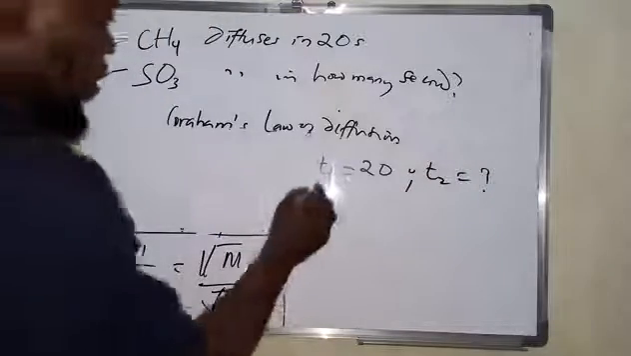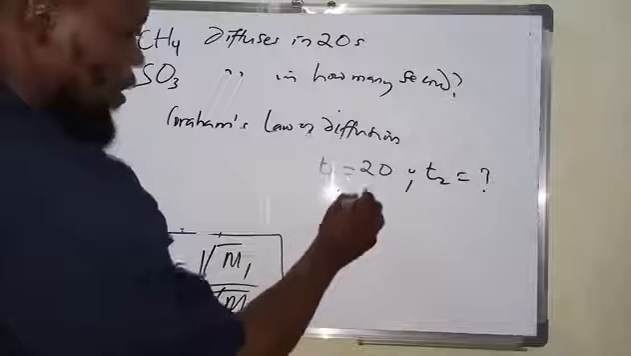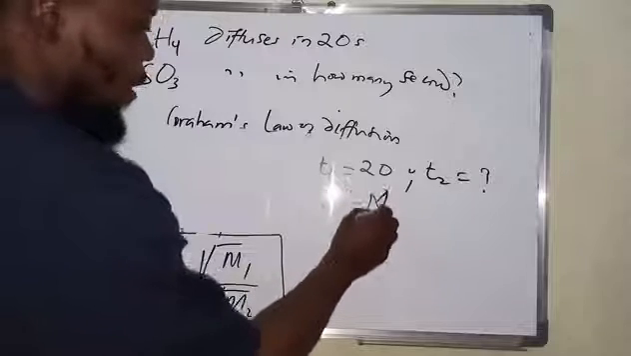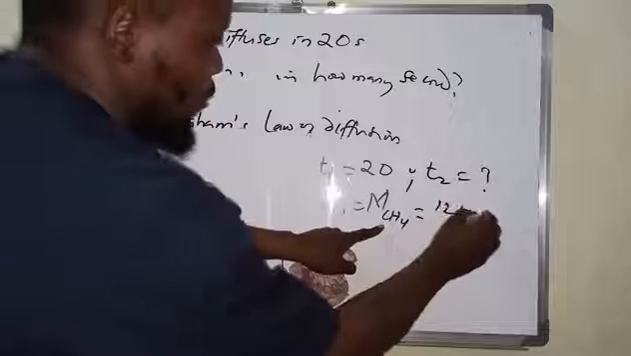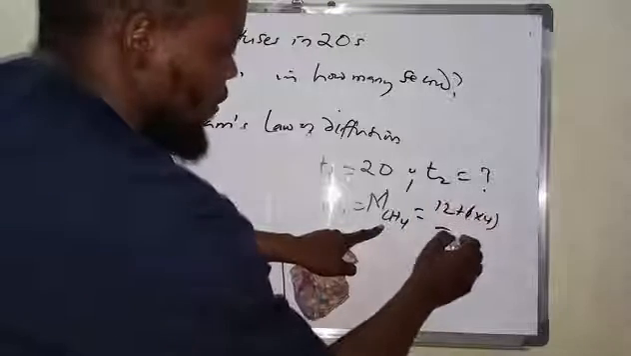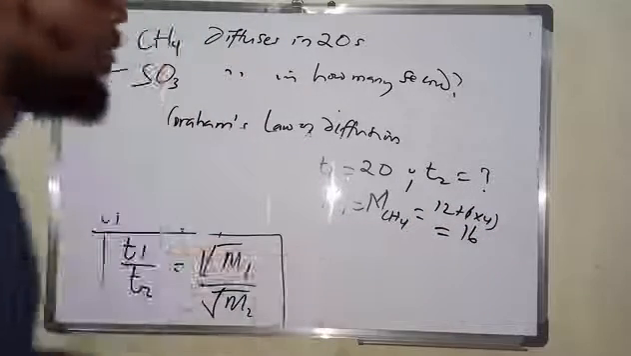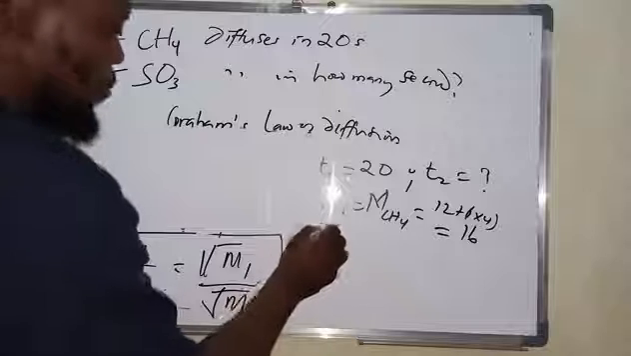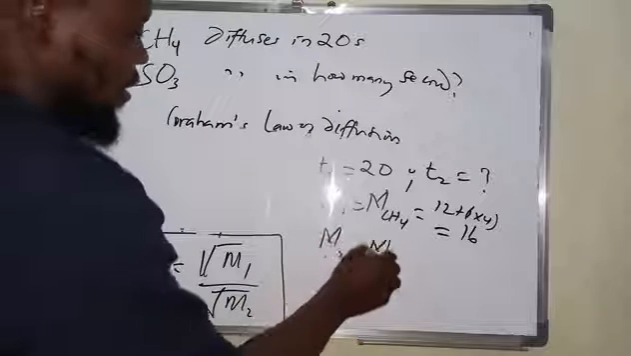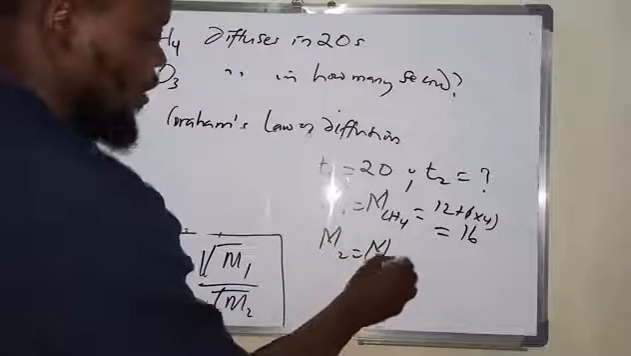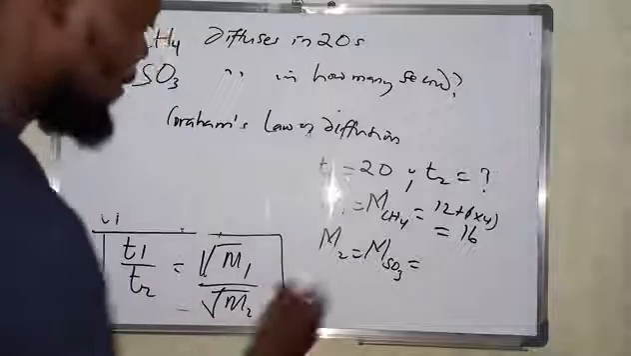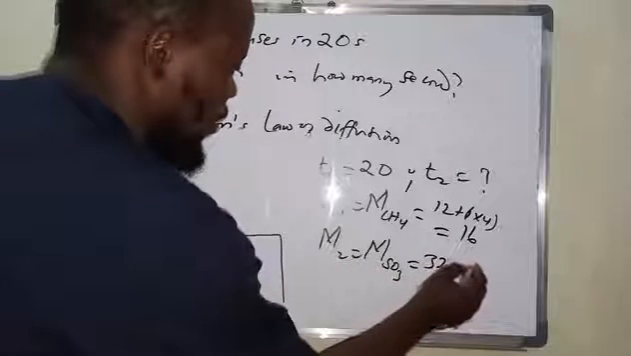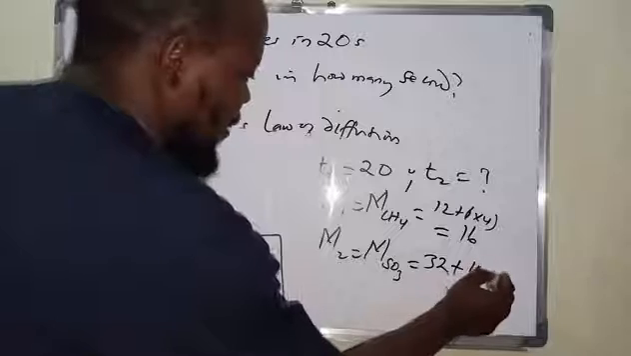Then what is M1? Take note, M1 is the molar mass of methane, which is 12 plus 1 times 4. That will give us 16. Then M2 is the molar mass of sulfur 6 oxide, which is sulfur 32, oxygen 16, then multiplied by 3.